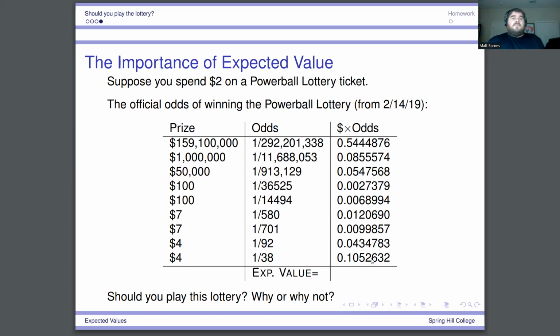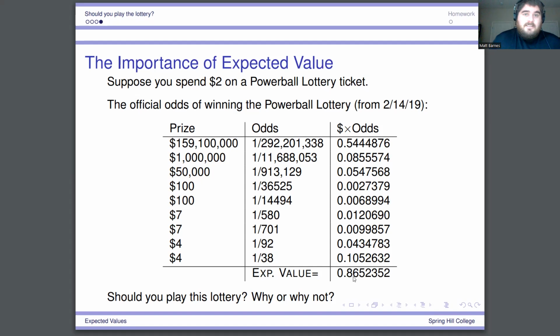Okay. So this is our prize money times our probability. Now that I have that, I'm just going to add them all up, straight down the column, and that is going to give me my expected value. So my expected value here is 0.865 and some more digits. Now we're talking about money, right? This is the amount of money we're winning. So our expected value is about 87 cents.